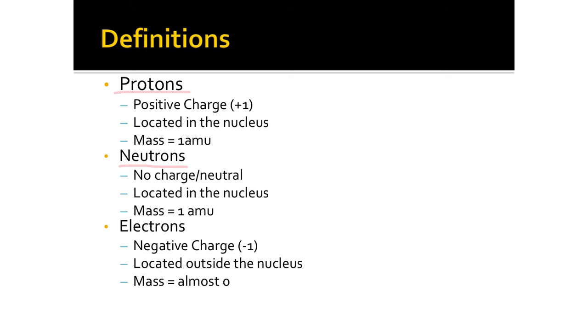And then lastly, we have our electrons. Our electrons are located outside of the nucleus. They are negatively charged and they have a mass almost zero. So it would take almost 2,000 electrons to equal the mass of one proton. So electrons are essentially massless.